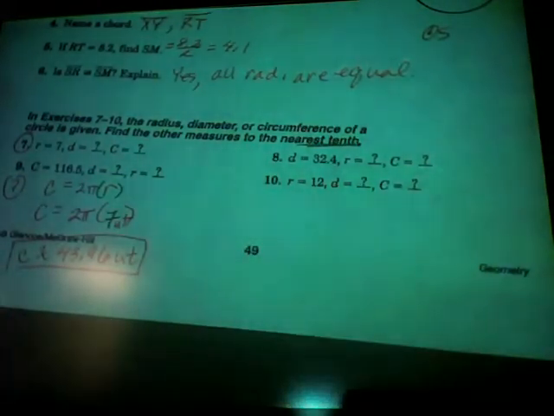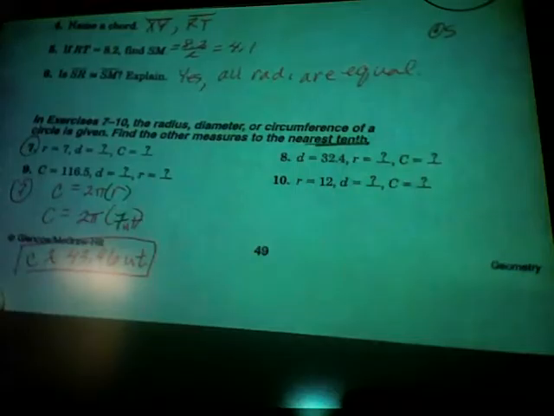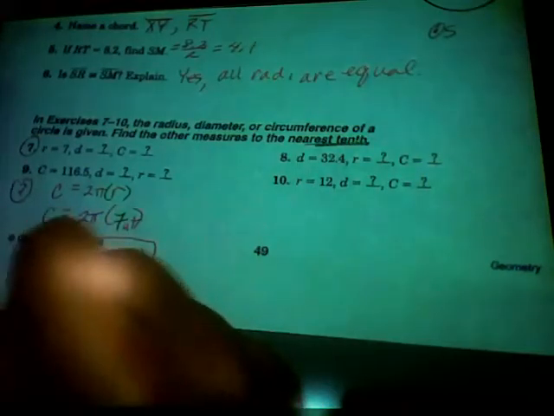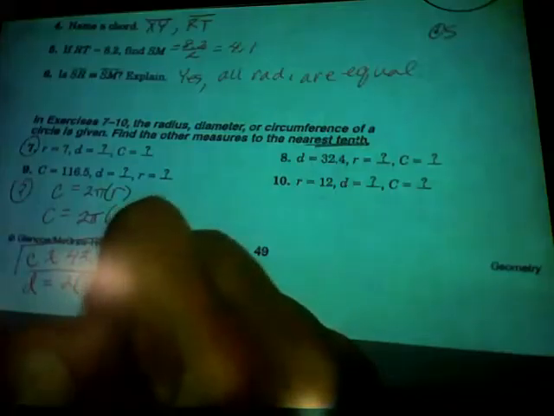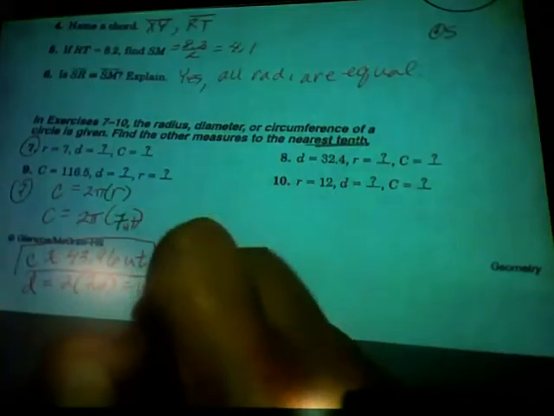All right, so we're going to use that. Is that the only thing I had to find? No, I have to find diameter, right? So diameter is equal to 2 times your radius. So if your radius is 7 units, isn't your diameter 14 units?